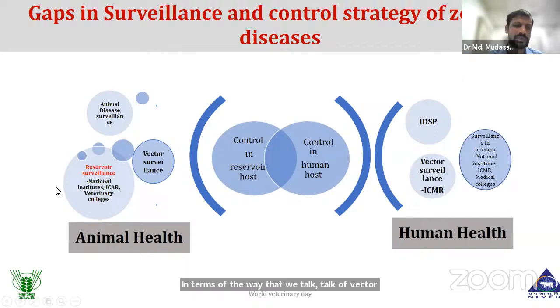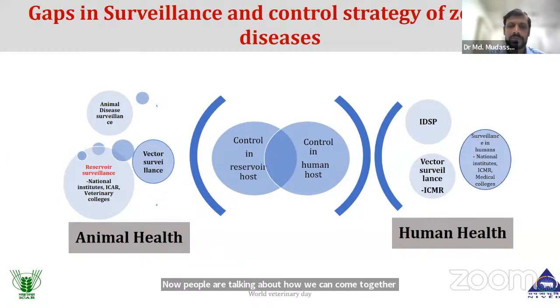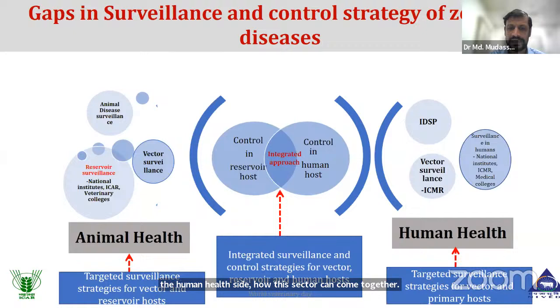Now people are talking about how we can come together and see, at least for zoonotic diseases, if we can have one platform, because the government of India has already started the National Digital Livestock Mission, in which the reporting system will be online. There is also an online reporting system on the human health side, and there is talk going on about how these sectors can come together. So for zoonotic diseases, we need integrated surveillance efforts so that we can work jointly on zoonotic diseases.